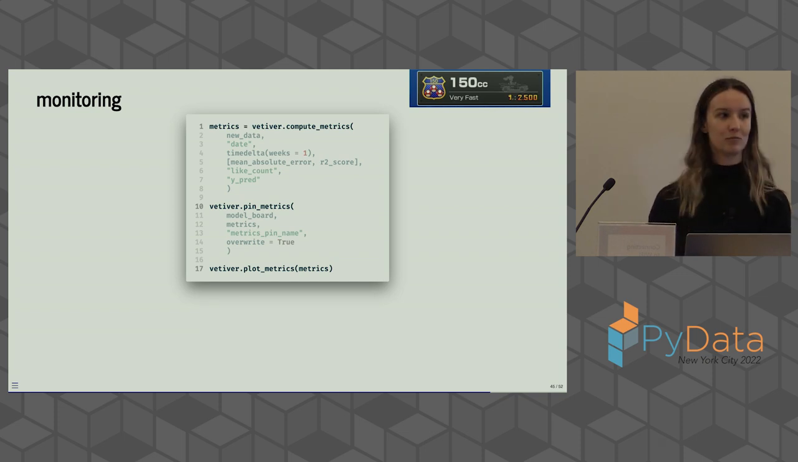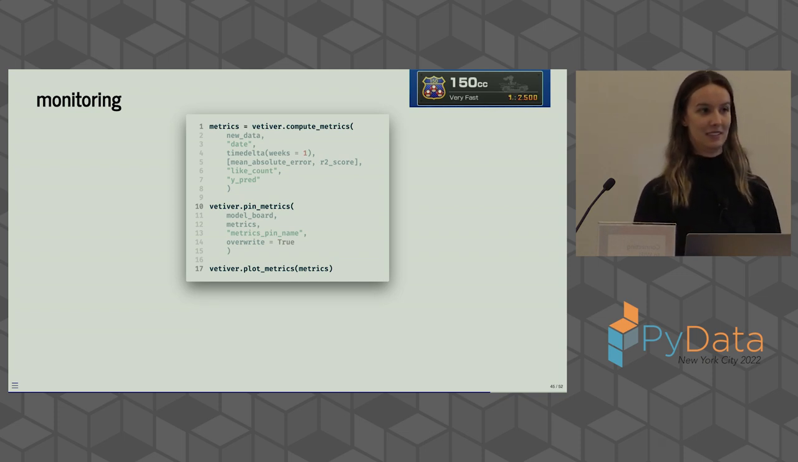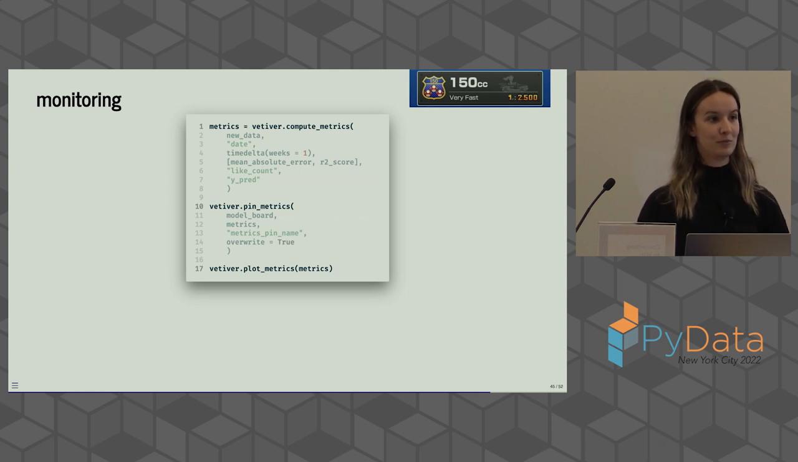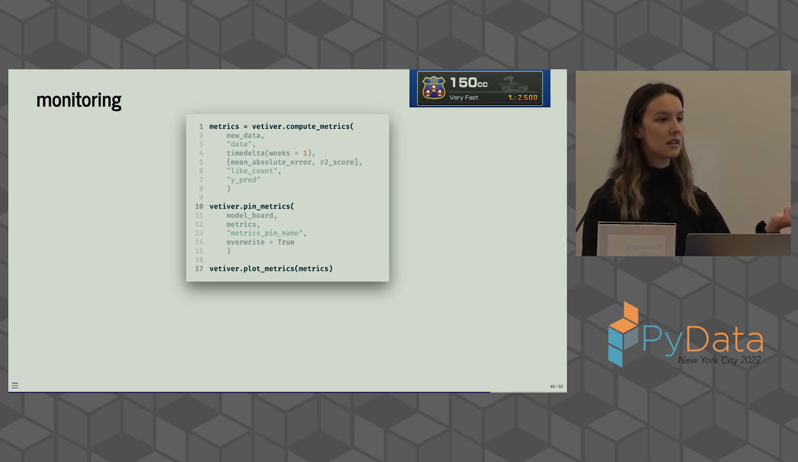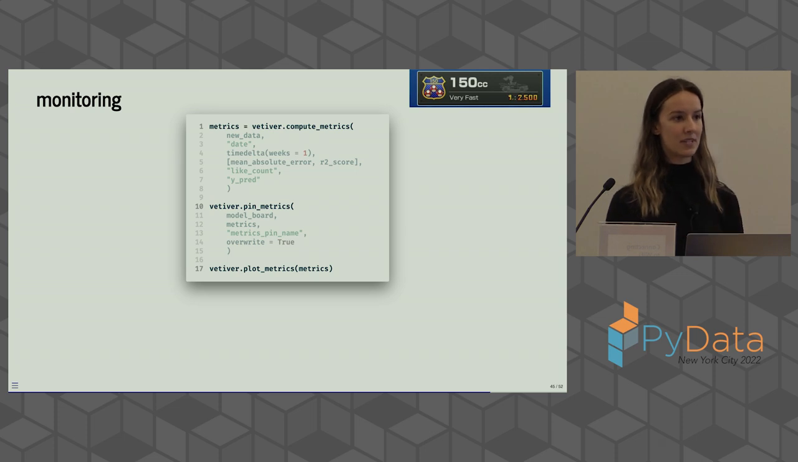Very basic question, but what kind of customizability could I have, or what kind of metrics could I see? Are they preset? Yeah, these are scikit-learn metrics functions. Anything that has a y_true and a y_pred column will be able to be used in the vetiver compute metrics function.